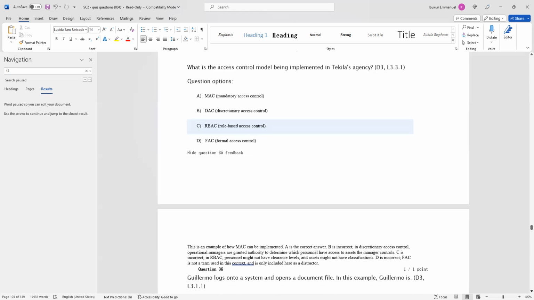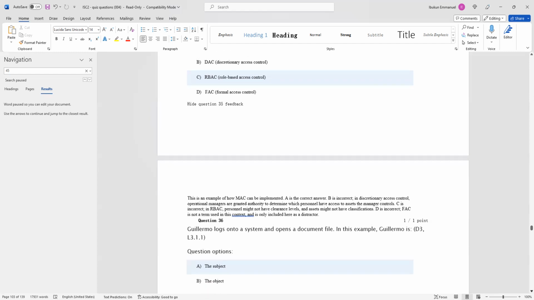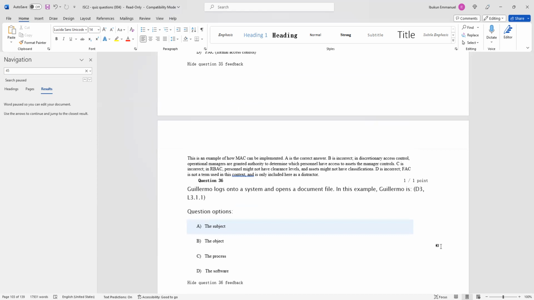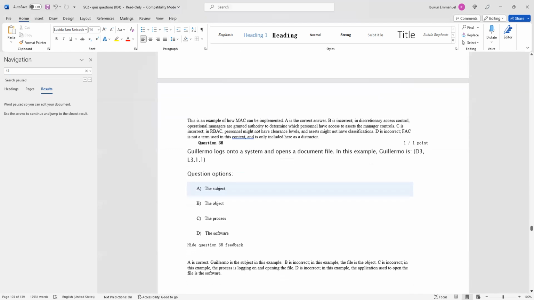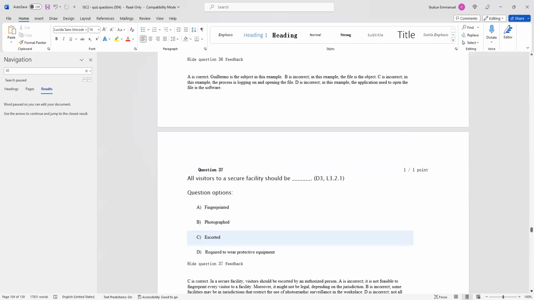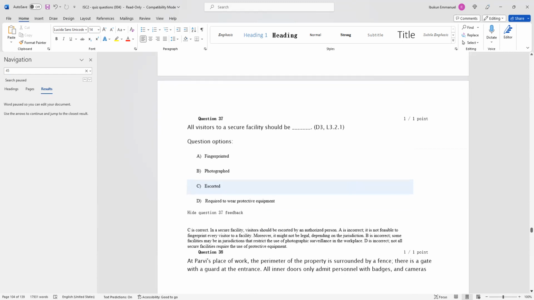Now let's take a look at the next question. This person logs onto a system and opens a document file. In this example, they are the subject. They're not the object, the process, or the software. Okay. All visitors to a secure facility should be escorted. That is the answer to that question, which is obvious.